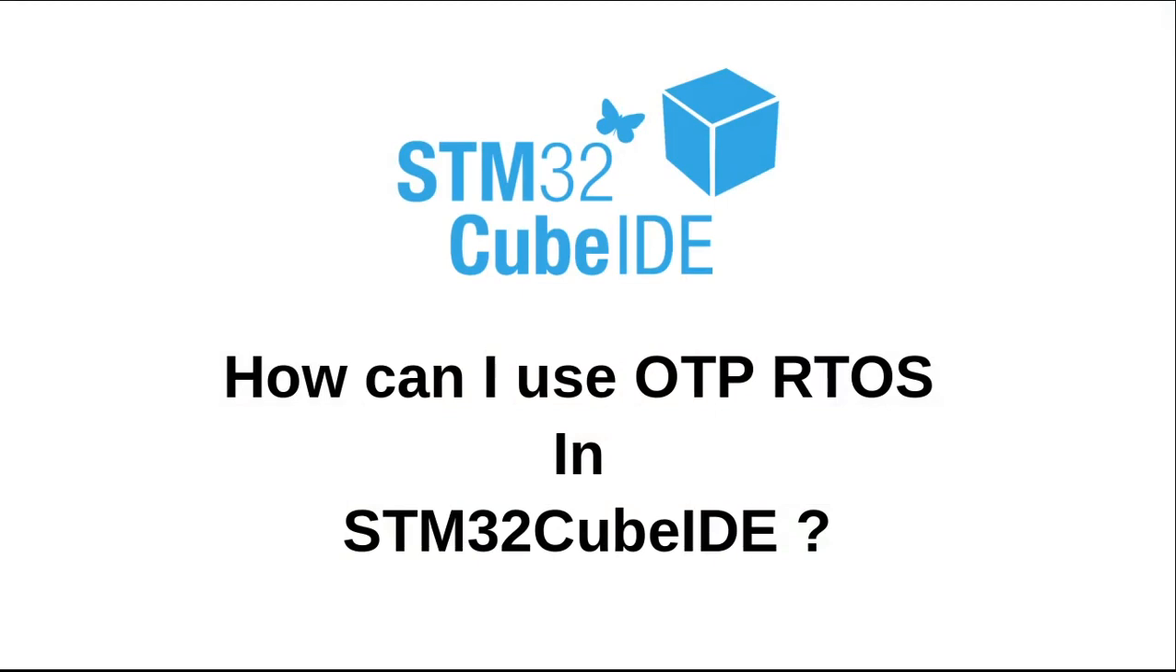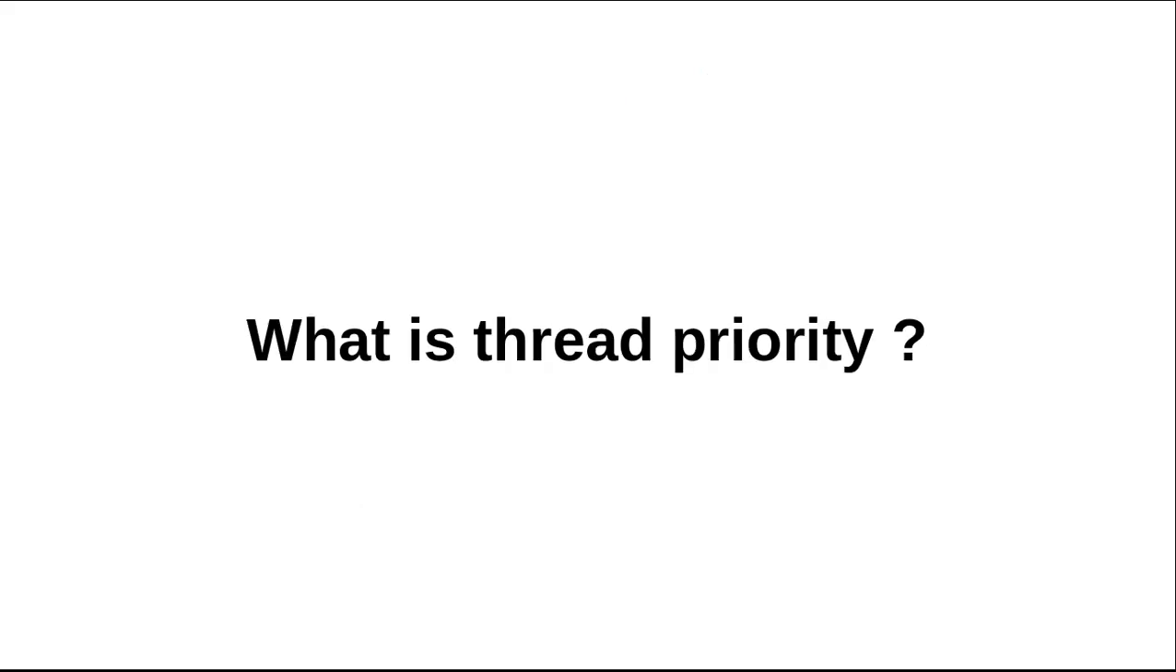In this tutorial, we want to find out how we can use RTOS in STM32CubeIDE. In the previous part, I implemented the printf function, and I showed you how you can use printf to write a string in the terminal by using the RTOS. But in this part, I want to talk about thread priority.